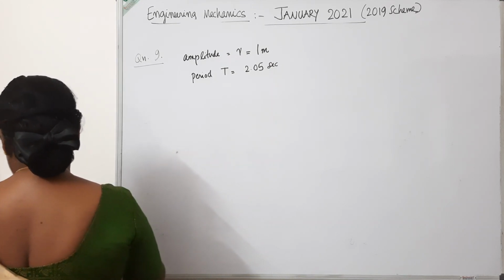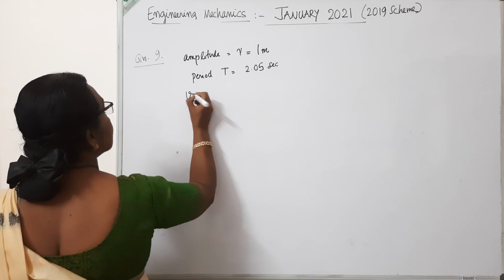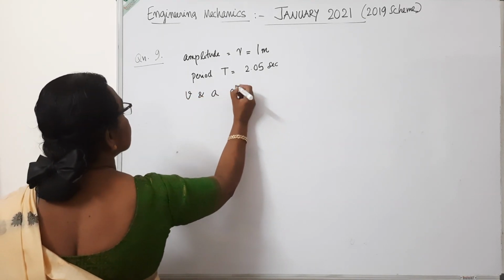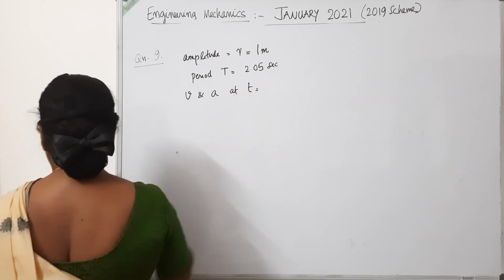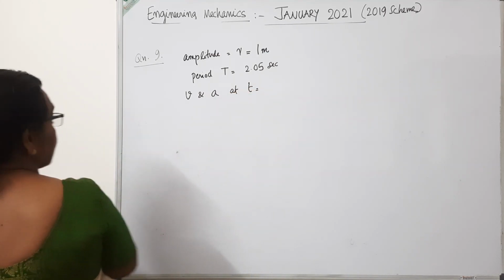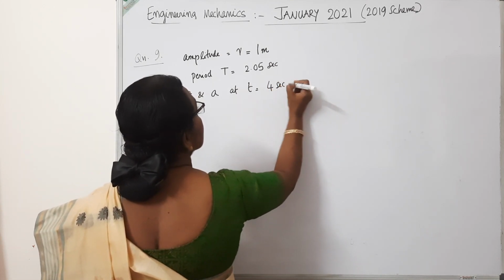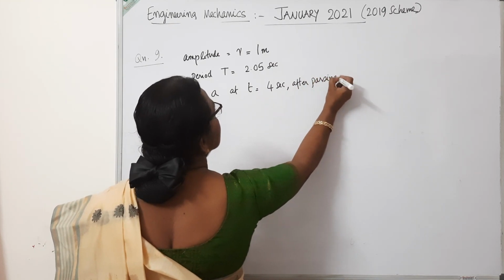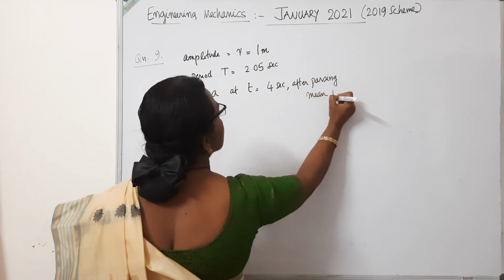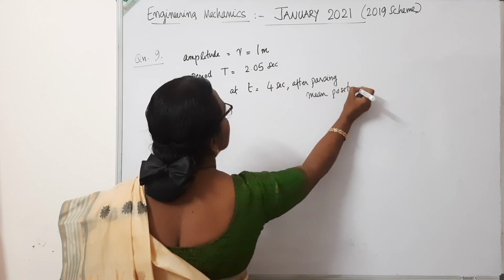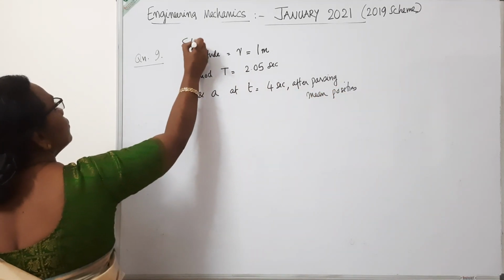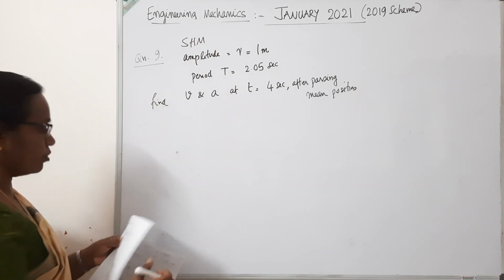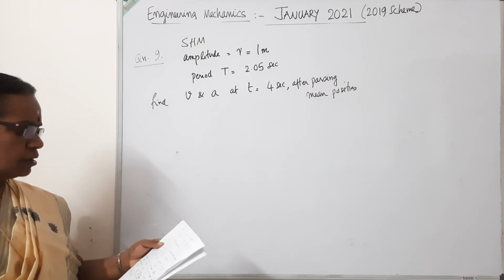You are asked to find the velocity and acceleration of the body at t equal to 4 seconds after passing the mean position. So the body is executing simple harmonic motion. These are the data given, and you are asked to find the velocity and acceleration. So let us see how you find this.